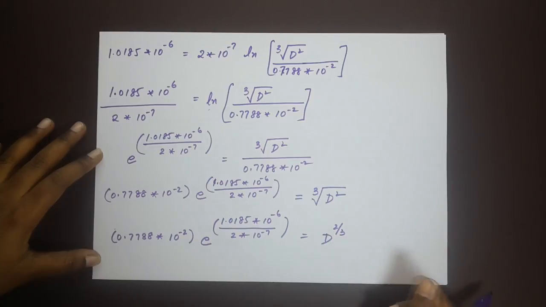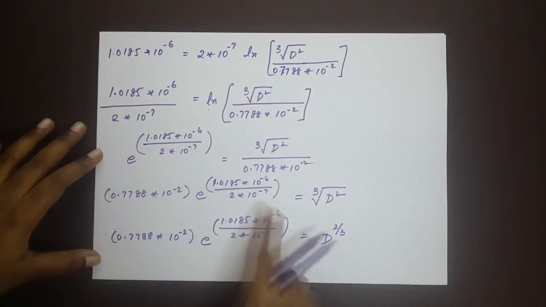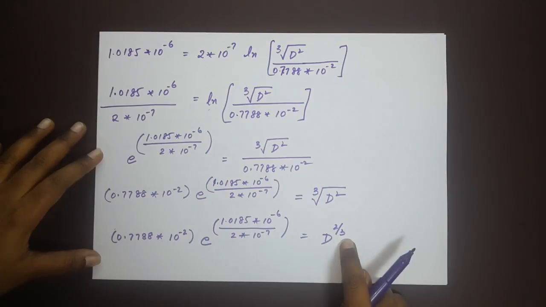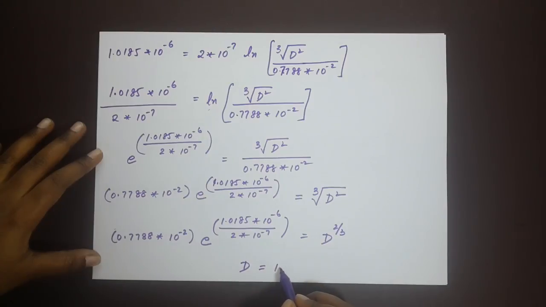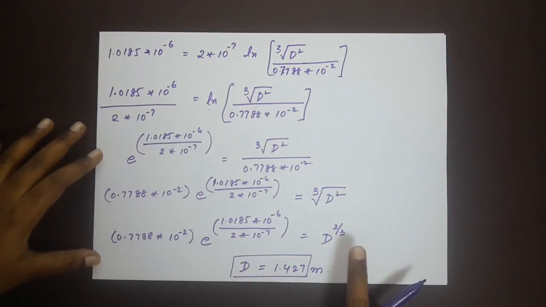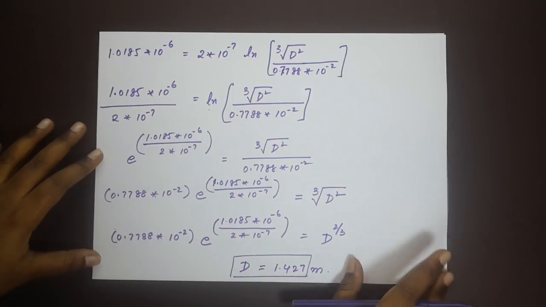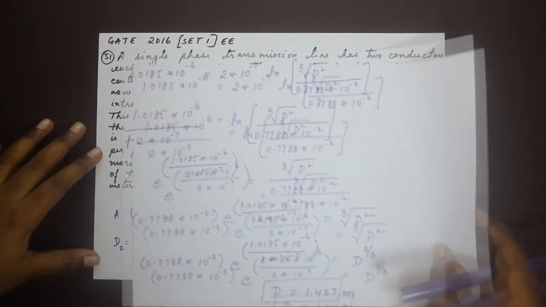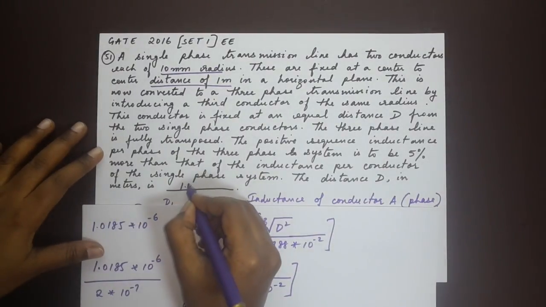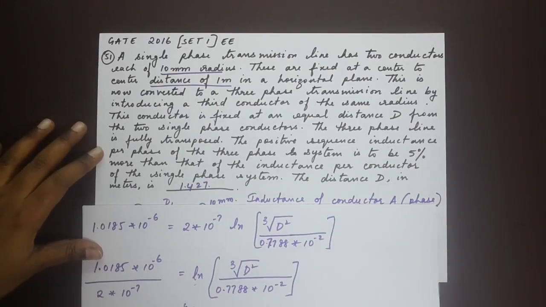power 2 by 3. Now in order to find d, first you solve this entire part, and once you are done, you have to cube root it. Since it is 2 by 3, first you have to cube it and then take the square root of the term. Once you do that, you will find your value of d is equal to 1.427 meters. I'll leave that part to you, but just solve it and try and check. Your value should match 1.427. So this is the final answer. That would be 1.427. I hope this helps.